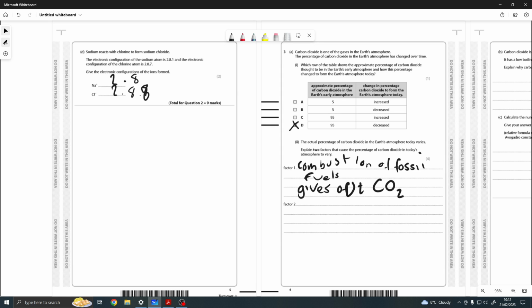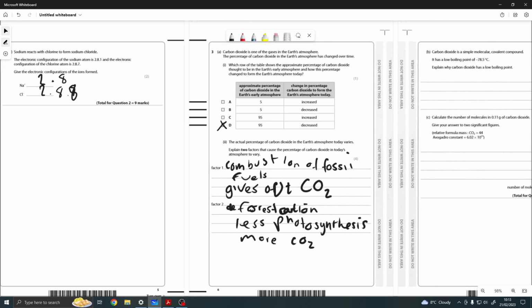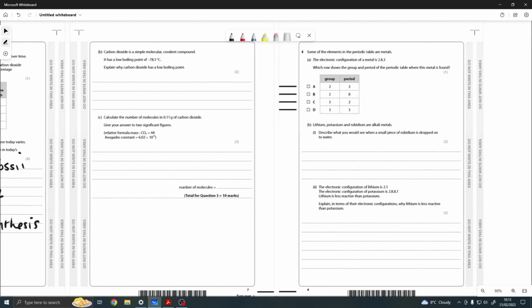Now we need to think of some other factor. Let's just go with deforestation. It's tough to write with this pen. Deforestation. Now that means less photosynthesis, and that means more CO2. Brilliant. Okay, what's next?